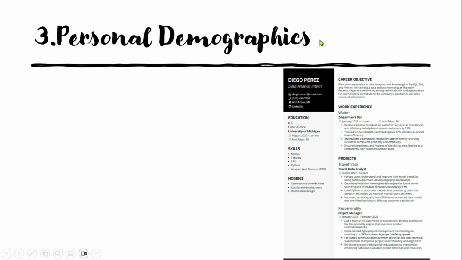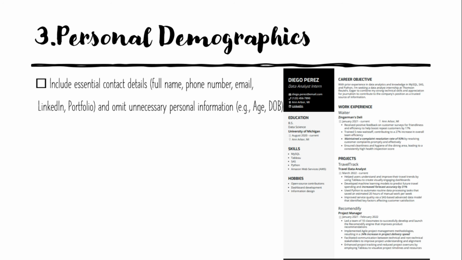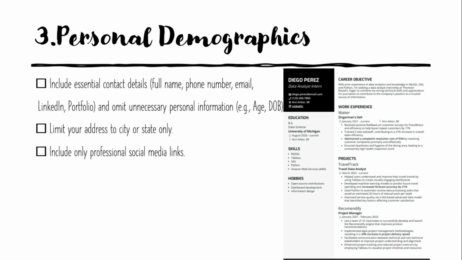Now let's see what personal details you have to mention in your resume. You have to include the essential contact details like full name, phone number, email address, LinkedIn profile and portfolio link if it is there, and omit unnecessary personal information like age, date of birth, etc. Then you have to limit your address to city or state only. You don't have to mention more than that. Then you have to include only professional social media links like LinkedIn, GitHub, etc.